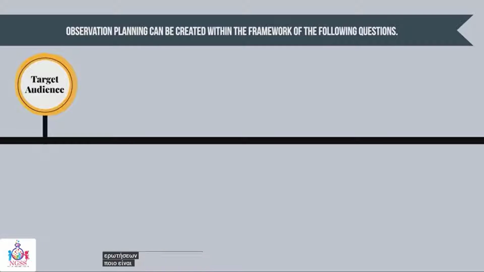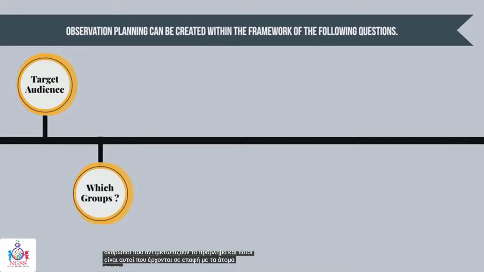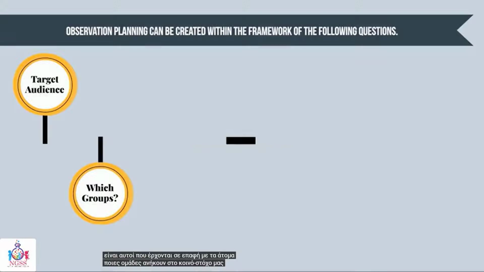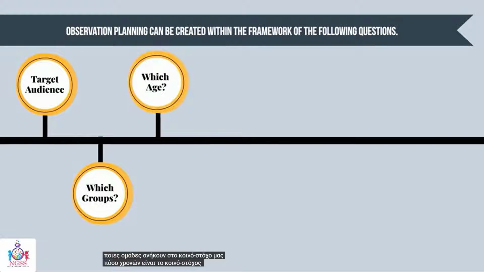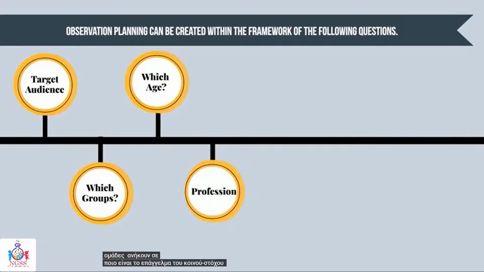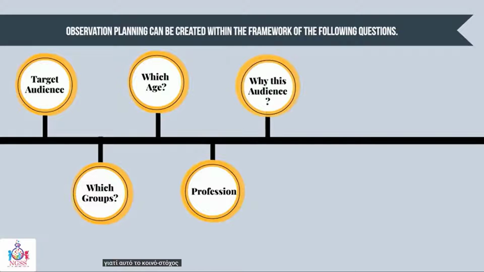Observation planning can be created within the framework of the following questions. Who is our target audience? Who are the people experiencing the problem, and who are the ones in touch with those people? Which groups are in our target audience? How old is our target audience? If they are in different age groups, which age groups do they belong to? What is the profession of our target audience? Why this target audience? How did we determine our target audience?